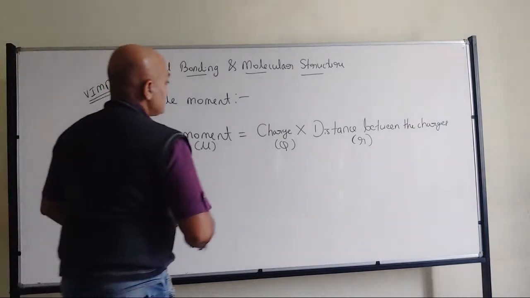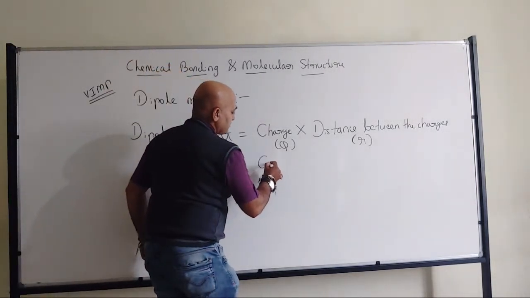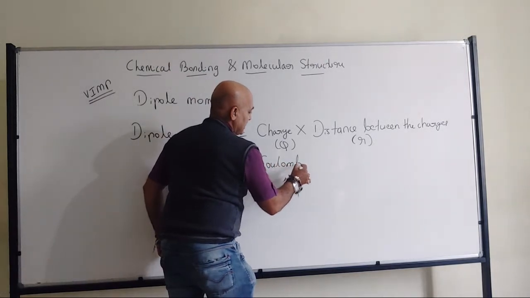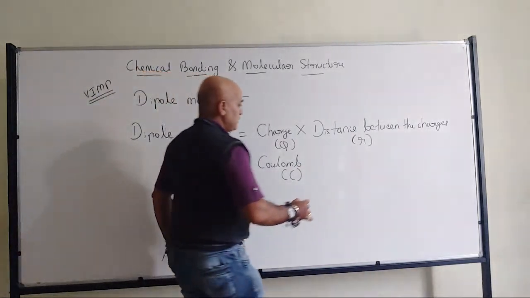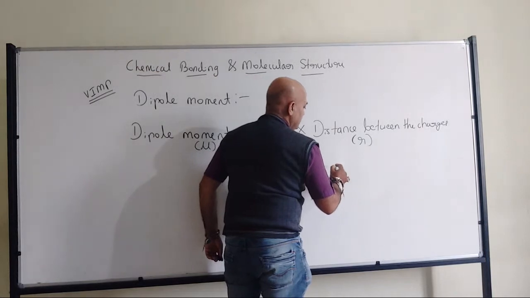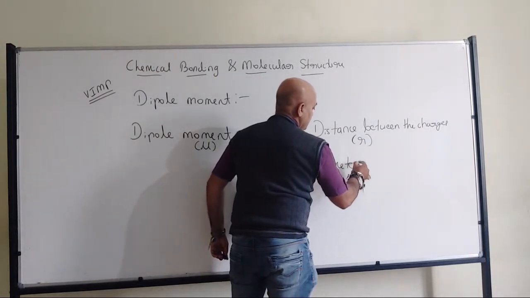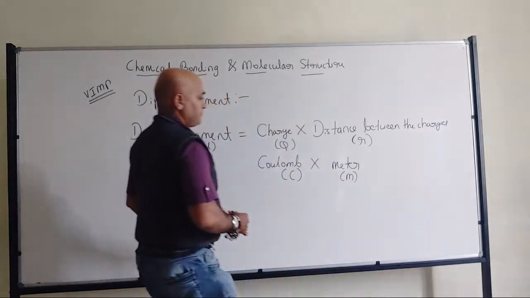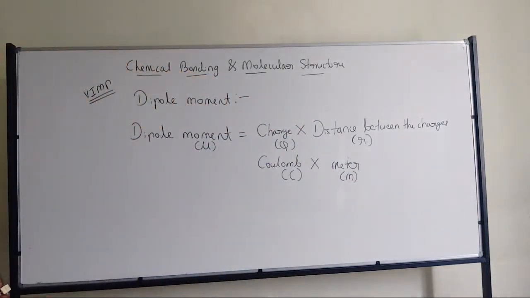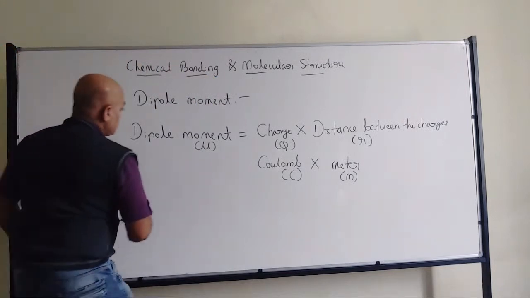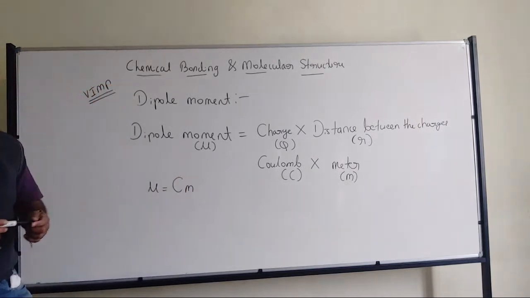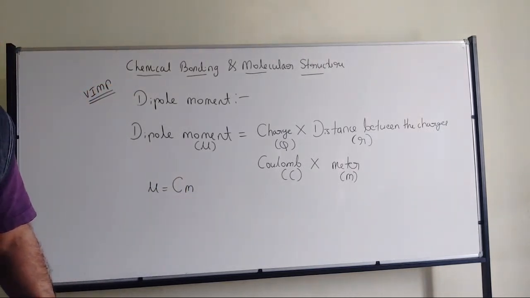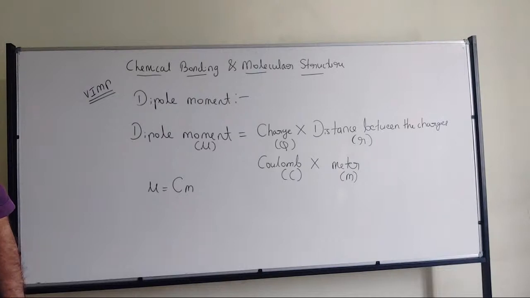Now, naturally, the unit for the charge will be Coulomb, that is capital C. And distance is nothing but length, that means it should be meter, symbol m. So therefore, the unit for dipole moment will be Coulomb meter. All of you have understood? Coulomb meter. Okay?